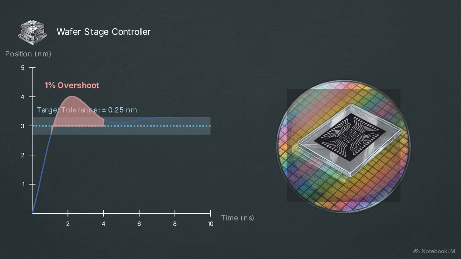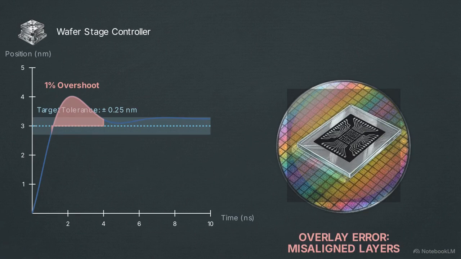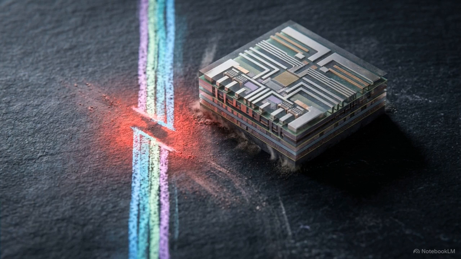If the controller applies too much force, the stage overshoots the target coordinate. At this microscopic scale, a 1% overshoot translates physically into an overlay error, where the printed circuit grid fails to align perfectly with the layer beneath it. Modern processors contain upwards of 50 stacked layers. A single overshoot on any layer severs the vertical pathways, rendering the entire silicon die useless.